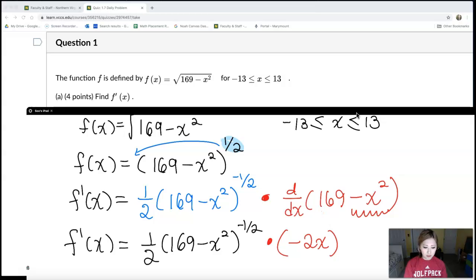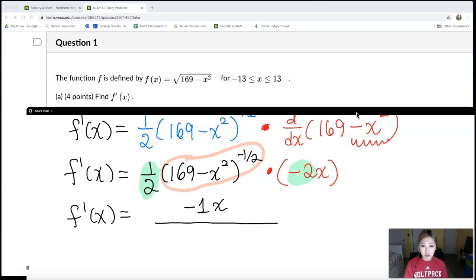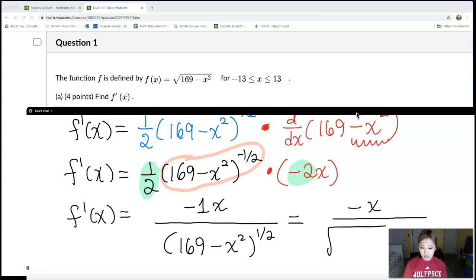Okay, so that will be, bring it up a little bit, f prime of x equals. I'm going to highlight two things that I see. There is 1/2 right here, and there is negative 2 right there, right? What's 1/2 of negative 2? That is negative 1. That's why I'm going to have negative 1 on top of the fraction, and let's put the x up there too. These two are the only things that I will have on top of the fraction. What kind of exponent does this one have? This one has a negative exponent, so I'm going to send that to the bottom: 169 minus x squared to the positive 1/2 power. And here I can go one more step and write this as the square root of 169 minus x squared. We found the derivative.